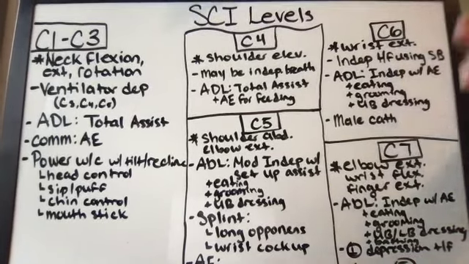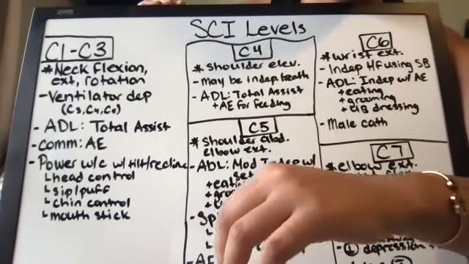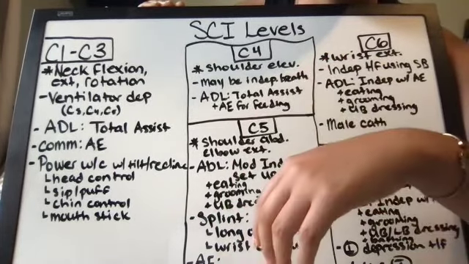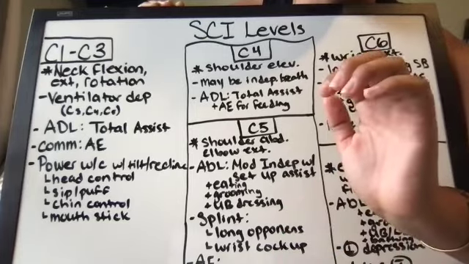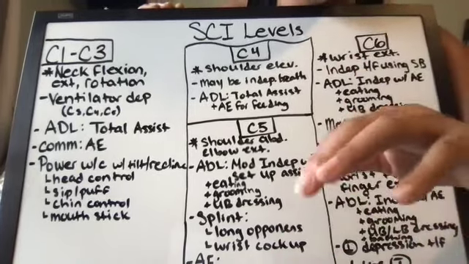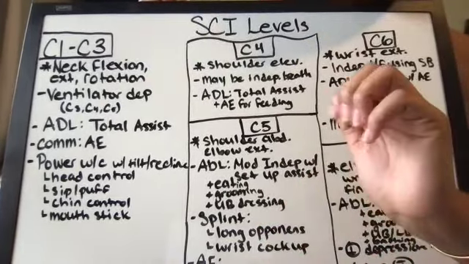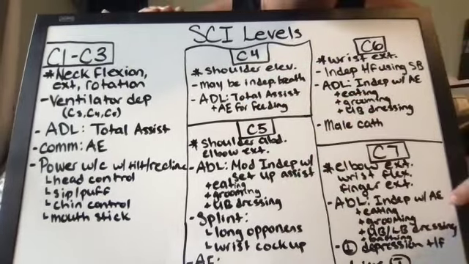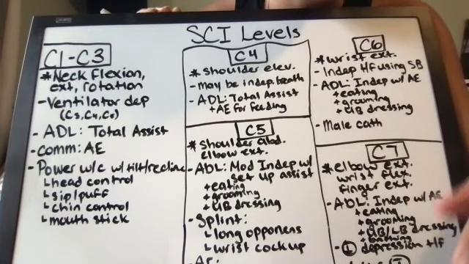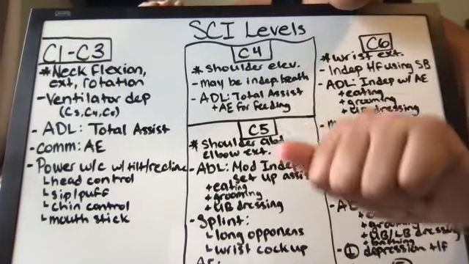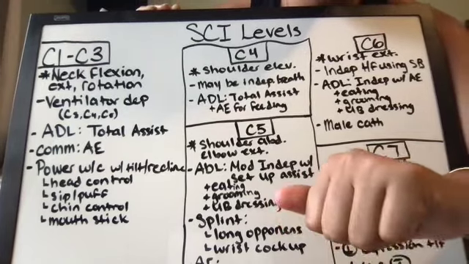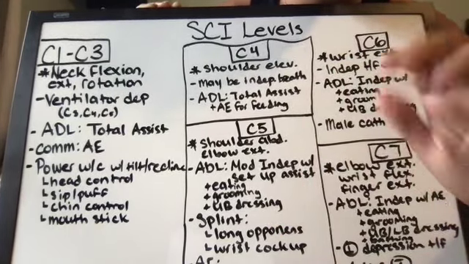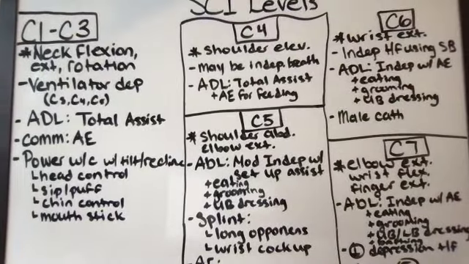So tenodesis is when you extend the wrist, the fingers naturally flex. You see that? I'm not flexing my fingers, they just do that themselves. So this helps with grasp because at this point they don't have finger flexion. That doesn't come until what level? C8. C8 is when you get finger flexion. So at this point, they have to use the natural musculature in their hand to cause that tenodesis effect.